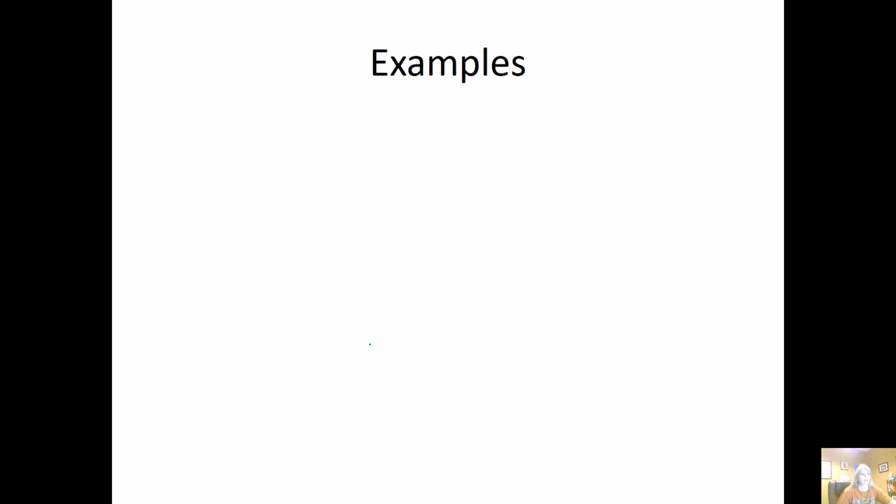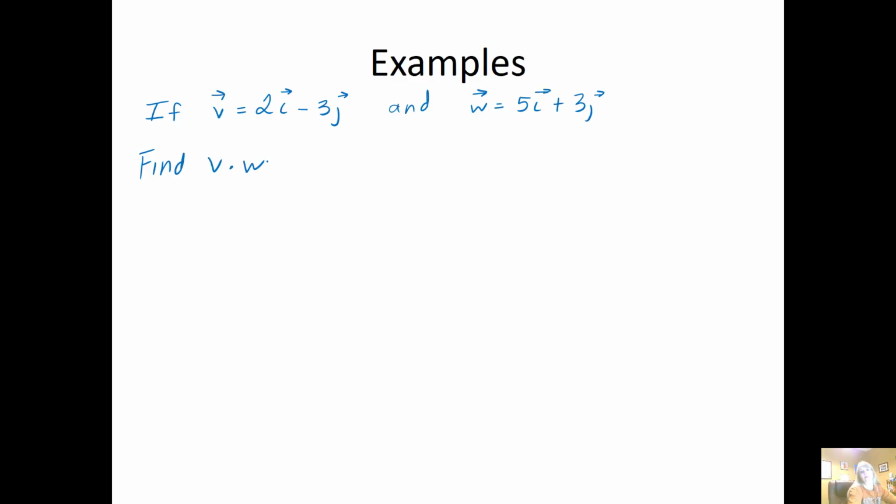So let's see if we can do this. For example, if I have vector v, which is 2i minus 3j, and I have vector w, which is 5i plus 3j, and I'm asked to find the dot product v dot w, all I do is multiply the i's, in other words the horizontal components, and then add the product of the vertical components. As you can see, I get 10 minus 9, or 1.